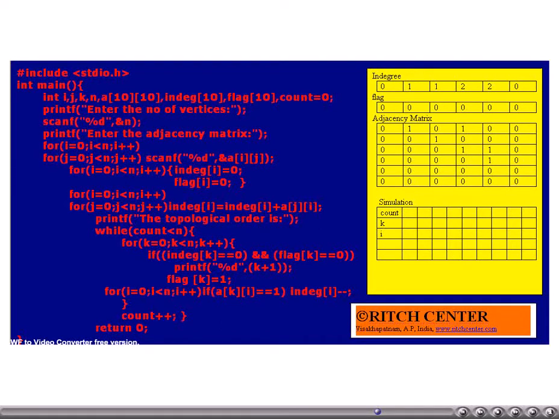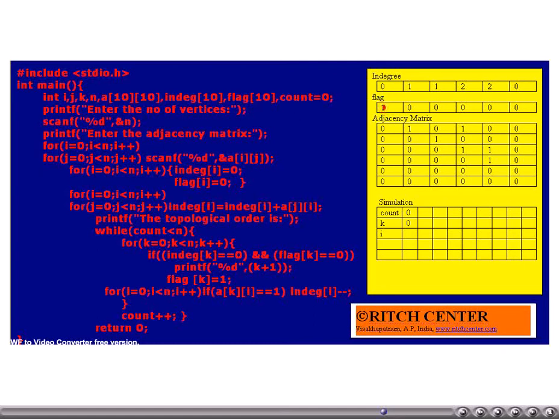Now we'll take the count value as 0 and start the while loop. Initially the count value will be 0. Then the while loop will try to find the node whose in degree value is 0 and flag is 0. Incidentally, the first vertex itself has its in degree value as 0. Thus, we have made its flag value 1.